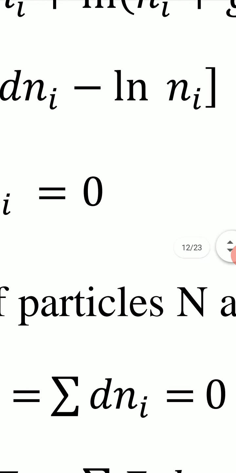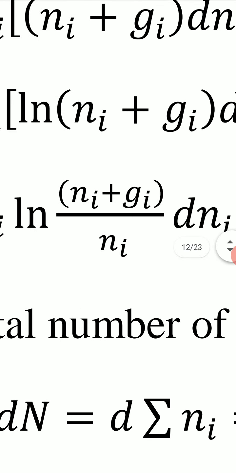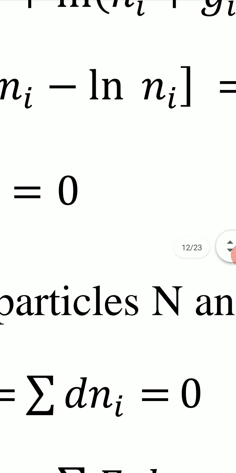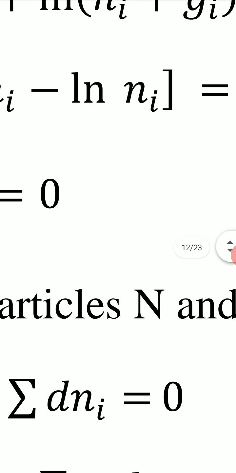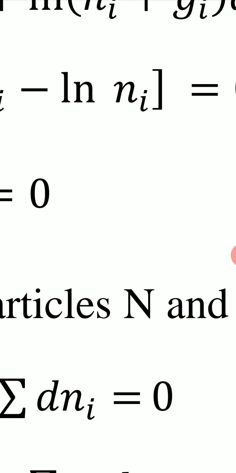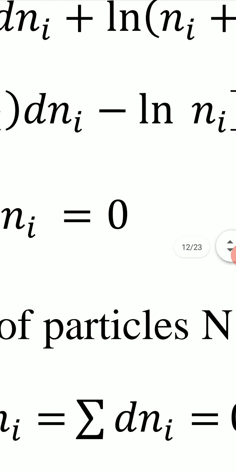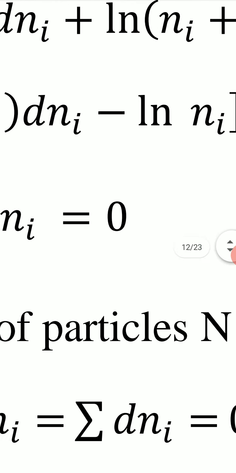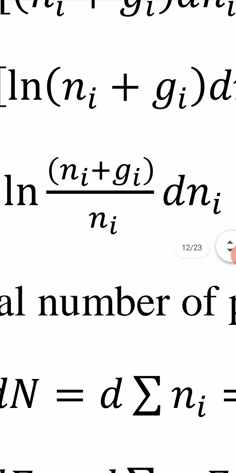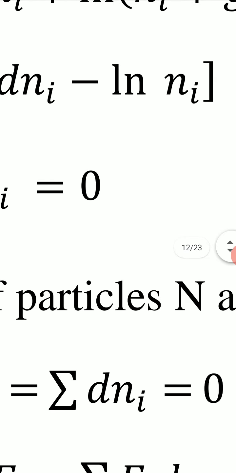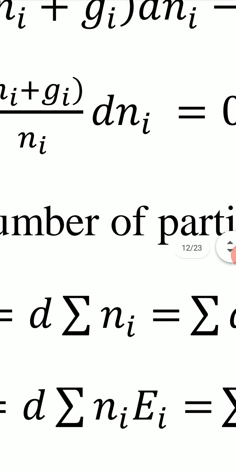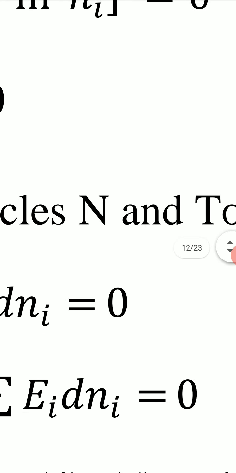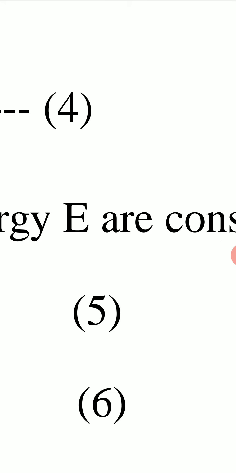dni is in both these terms, so dni is taken common, and we have (log (ni plus gi) minus log ni) into dni. Then the remaining terms will be log (ni plus gi) minus log ni, which will be equal to log of (ni plus gi) upon ni, and dni is common, and it is equal to 0. We write this as equation 4.